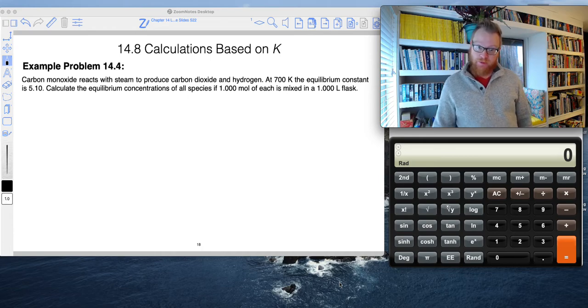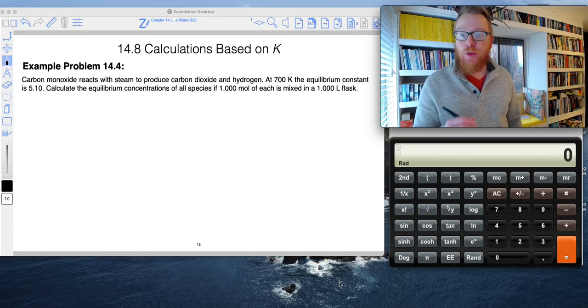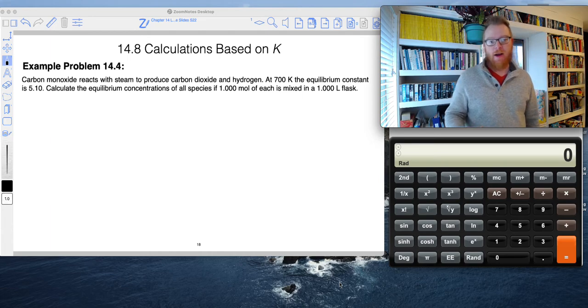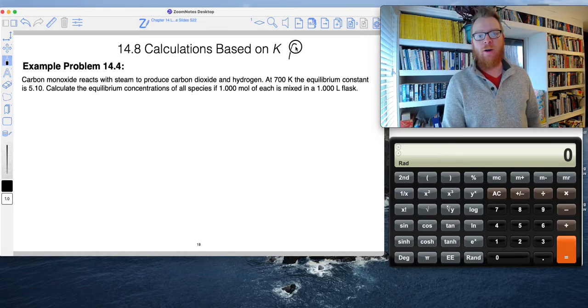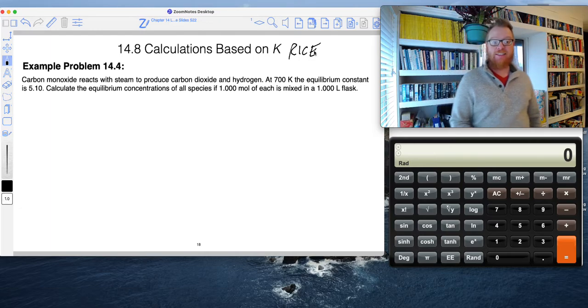some sample problems. And to do that, we're going to set up a special type of table that you're going to learn to know and love in this class. It is called a Rice table, R-I-C-E, which stands for reaction, initial, change, equilibrium. Okay, so let's see how that goes.